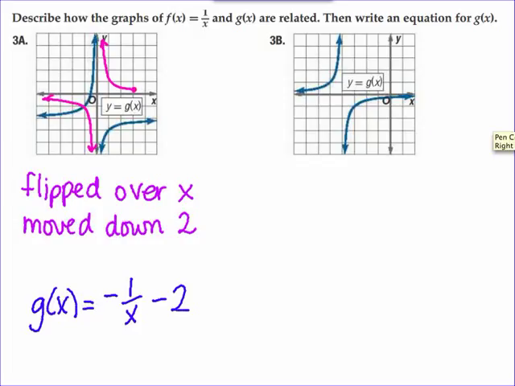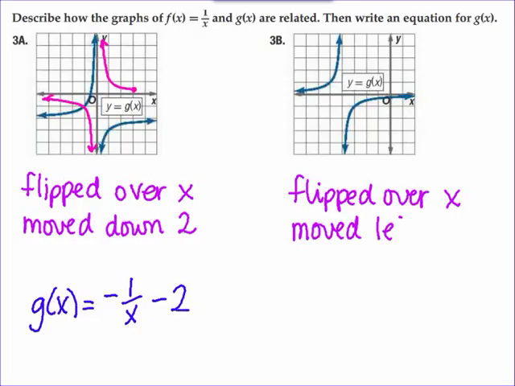Flipped over the x again. So I flipped it over the x. And I've done what? Moved it left how many? 4. So let's see, why is it 4? Because let me see, 1, 2, 3, 4 is where the invisible boundary is that it doesn't touch.